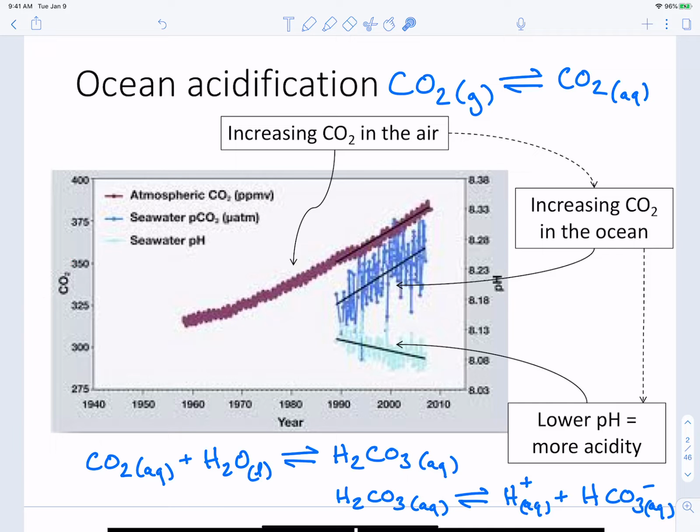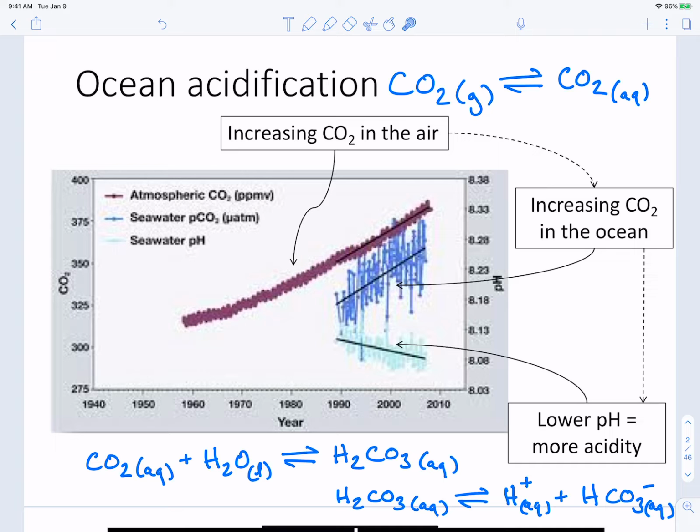This is carbon dioxide on the y-axis, and as you increase the amount of carbon dioxide in the air, carbon dioxide in the air will dissolve in water to produce carbon dioxide in the aqueous phase. And this can happen both directions. It can go from gas to aqueous, or the carbon dioxide can off-gas out of the ocean and go back into the atmosphere. This is a reversible reaction, symbolized by this double-headed arrow, which means that it can go in the forward direction and the reverse direction.